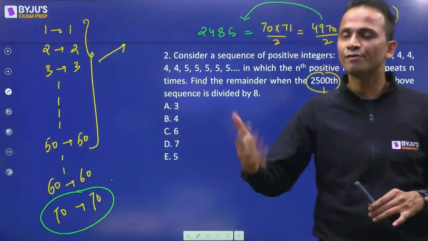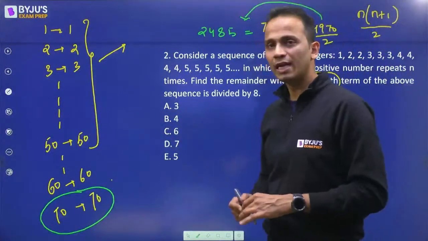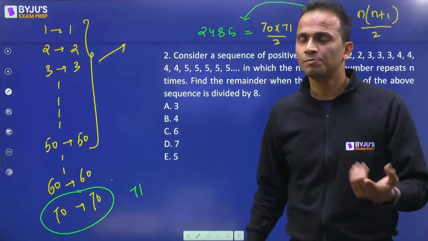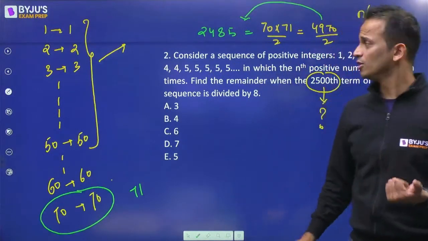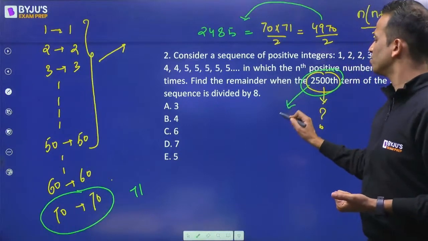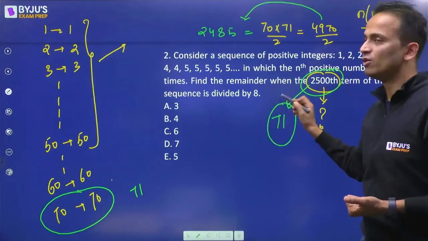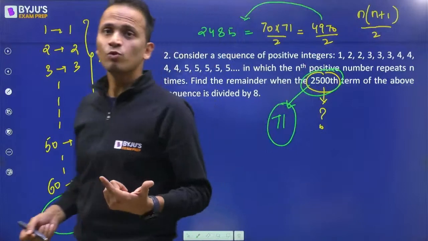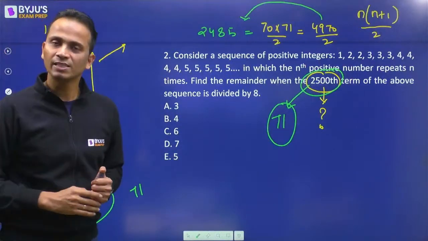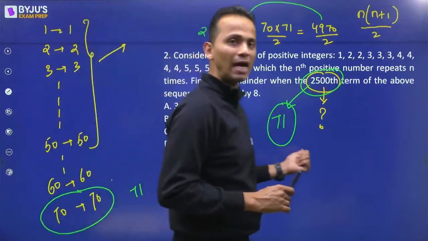Okay, I need 15 more terms. So next number that I'll be writing will be 71, which will be written 71 times. But I don't require it 71 times. Okay, because I just need 2500th term. So 2500th term, I can say that will be 71. Okay, so the term that we are finding is 71. Keshav and Vijay, I can see both of you have given this term as 71.